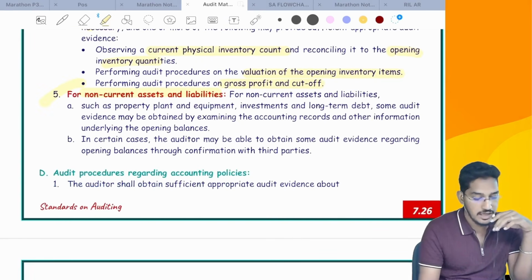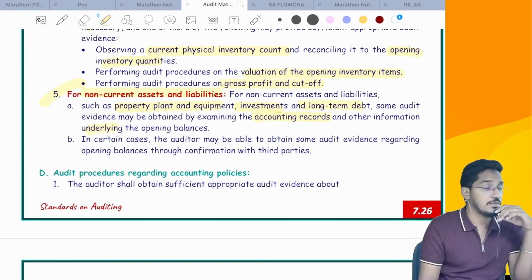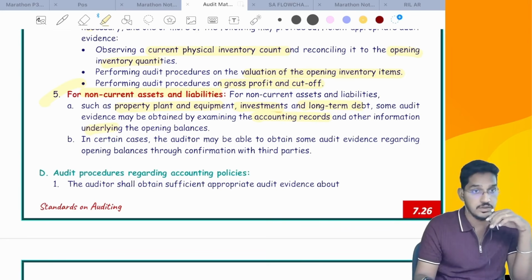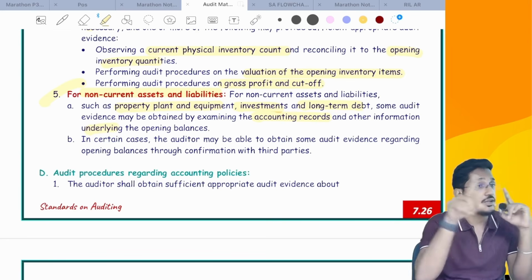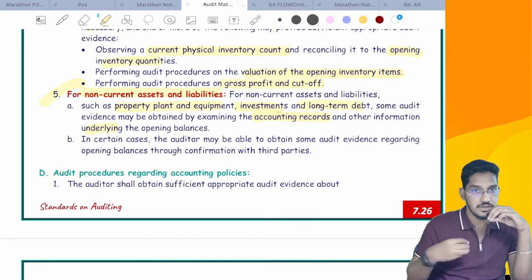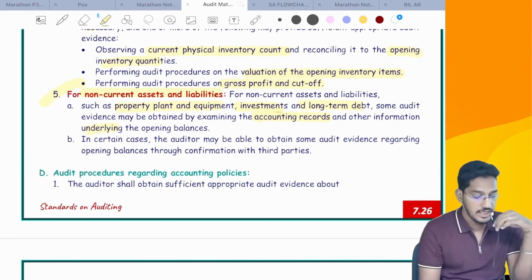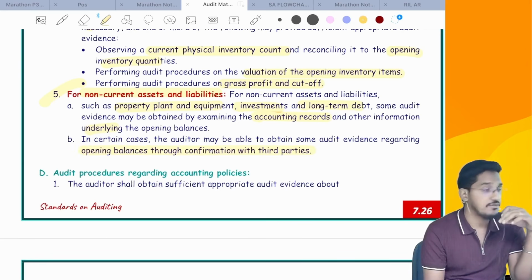For non-current assets and liabilities, like property, plant and equipment, investments, long-term debt, you can obtain audit evidence by verifying accounting records and other information. For example, if management says this PPE is part of the opening balance also, you can ask the management to share the copy of the ownership deed. In the ownership deed, I will see the date of purchase. That will give me evidence whether this belongs to the current year or also to the previous year.